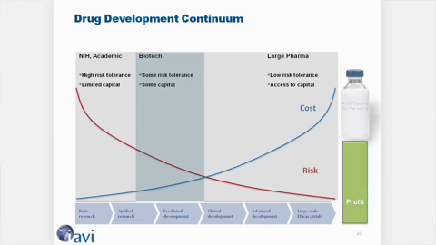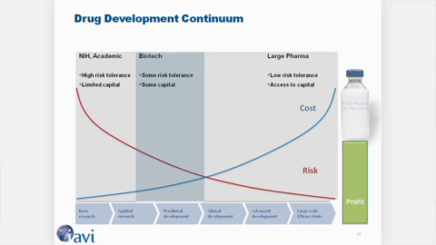And this is a graphic that talks a little bit about drug development. Normally on the left side of your continuum, you have the NIH and academic organizations that have a very high risk tolerance, but they don't have much money. So they do a lot of basic research and start to move into applied research. But after that, they kind of drop off, and biotech fills in, with some risk tolerance and some capital, filling the gap between large pharma and academics.